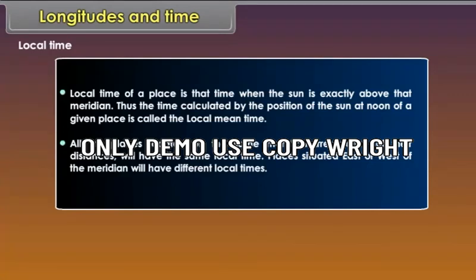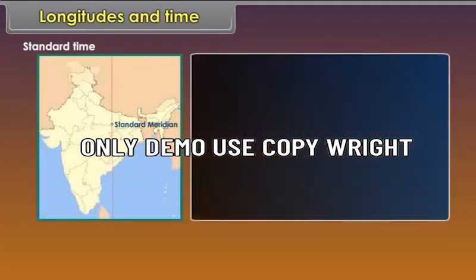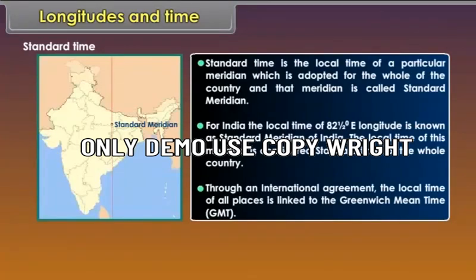This means each place has a different time of sunrise and sunset. The earth moves from west to east. That is why the time will be ahead of Greenwich in the east and behind Greenwich in the west.